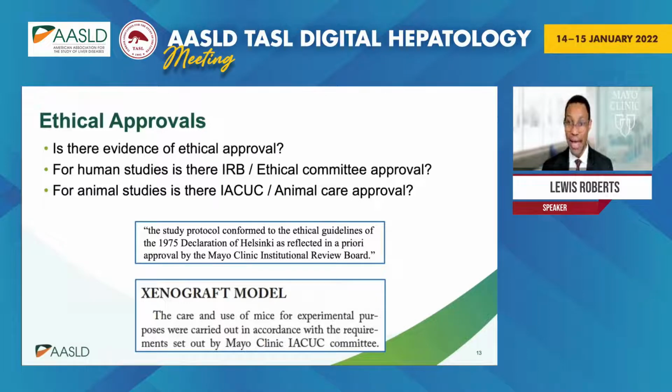So the human aspects were approved by an IRB. For the xenograft model that's done in mice, they tell us the care and use of mice for experimental purposes were carried out in accordance with the requirements set out by the Mayo Clinic Institutional Animal Care and Use Committee. So they show us the ethical approvals for their study as, again, proof of the rigor that was used in the study.